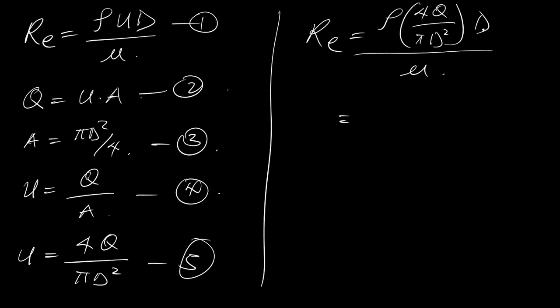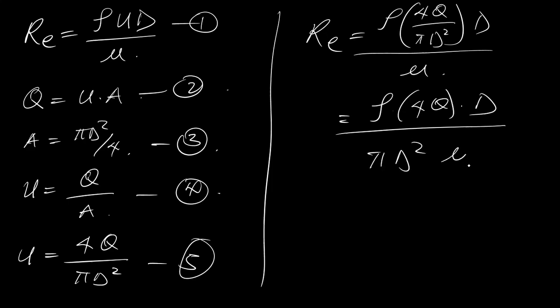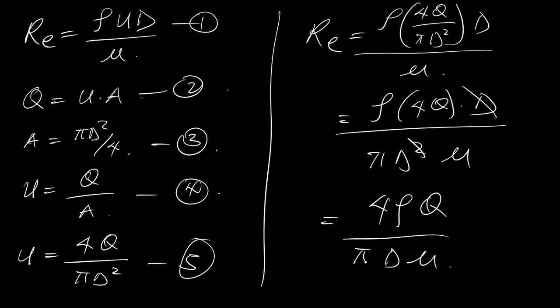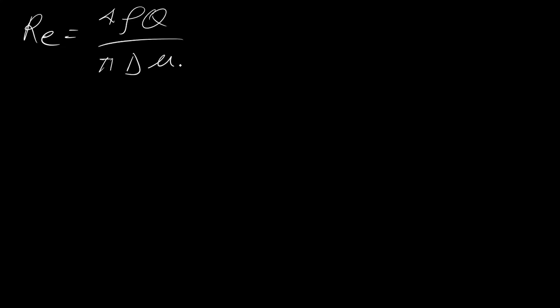Now, to rearrange this, you have density times 4q times d divided by pi d square mu. So this, to cancel out this, you have 4 density q all over pi d mu. Now we have this expression for Reynold number. So we have 4 density times flow rate divided by pi d mu.